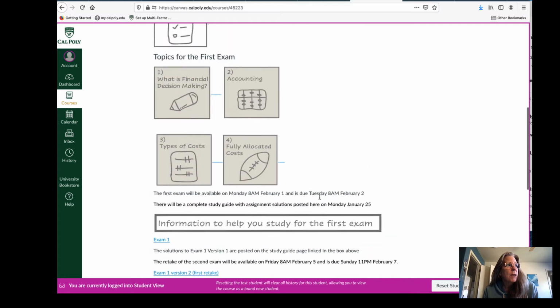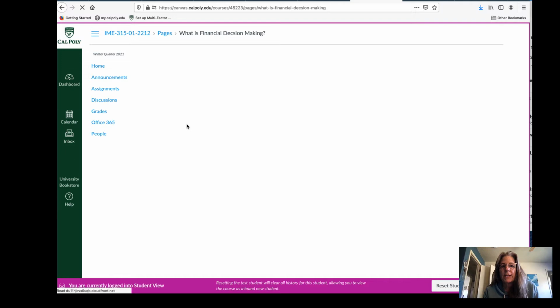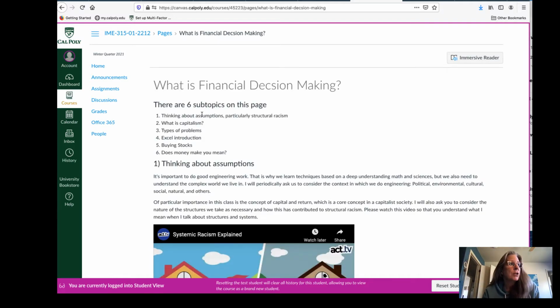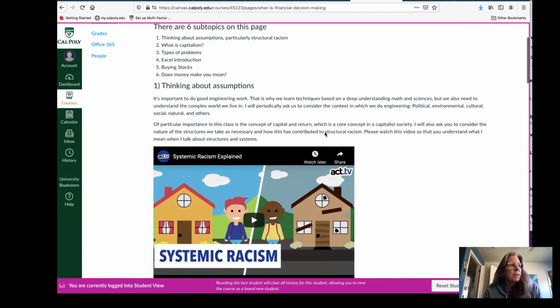So if I go into the first week, which is the introduction, what I start with is pages organized chronologically, in order of what I expect you to do. The first thing I start out with is assumptions: the idea that we need to understand the assumptions in the place that we're working, and being able to design and enter into a complex world.